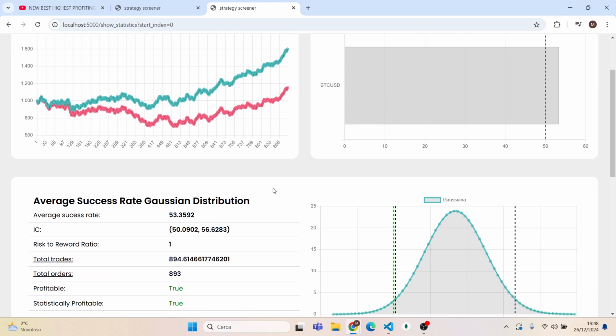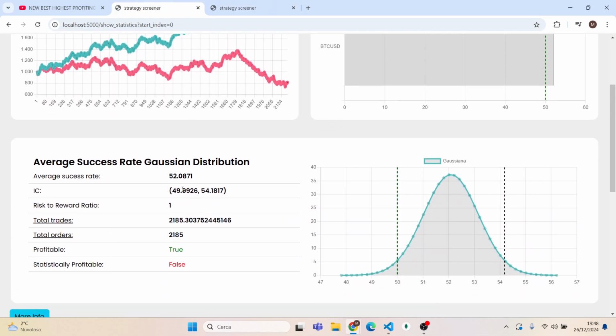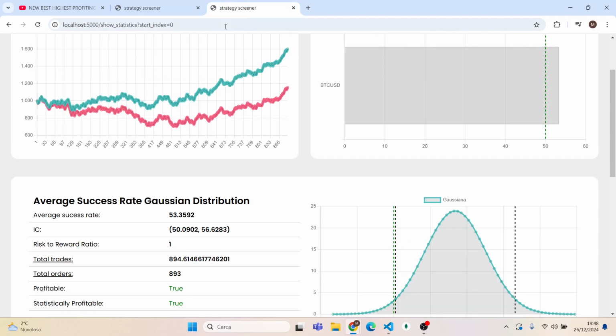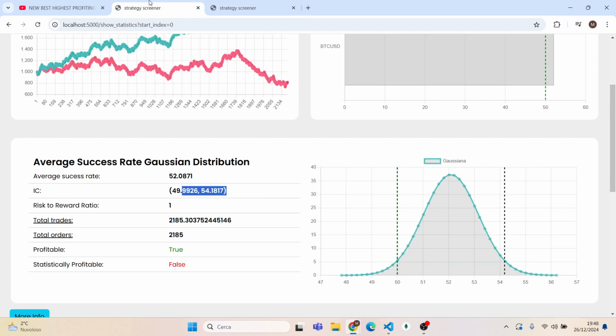Okay, and as you can see, it performs better on the test dataset. It's in the confidence interval we calculated before, so we are pretty sure the strategy is not overfitted, because it's located here.